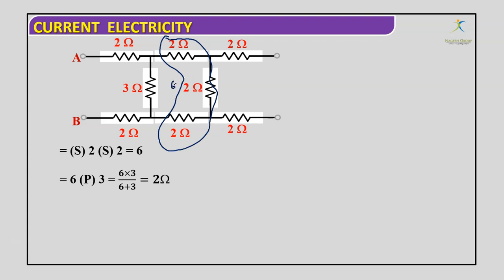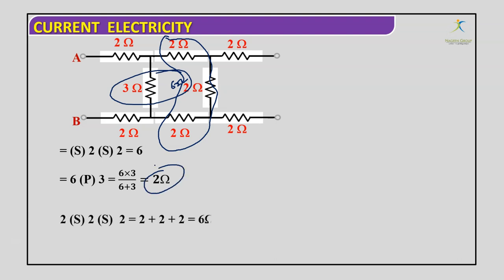So we will get 6 over there. And 6 ohm and 3 ohm are again in parallel combination, so we will get 2 ohm. That means at the final we will get 2 plus 2 plus 2, that means 6 ohm. This is option number 3. Hope you understand, students. If there is any problem, you can ask in the comment section.